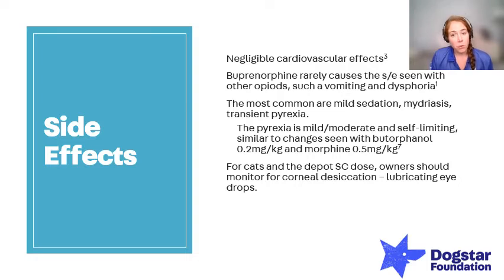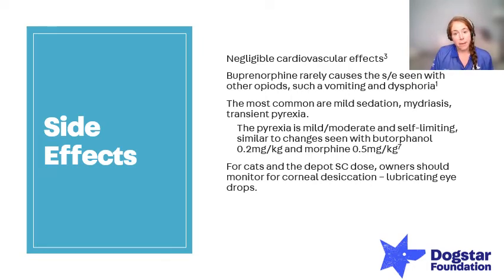A benefit as well with buprenorphine is that it rarely causes some of the side effects that are seen with full mu agonists, such as vomiting and dysphoria. The most common side effects that you might see will be a mild sedation, mydriasis, so those sort of dilated open pupils, and sometimes a transient pyrexia, so an increased temperature. This is mild to moderate and self-limiting.